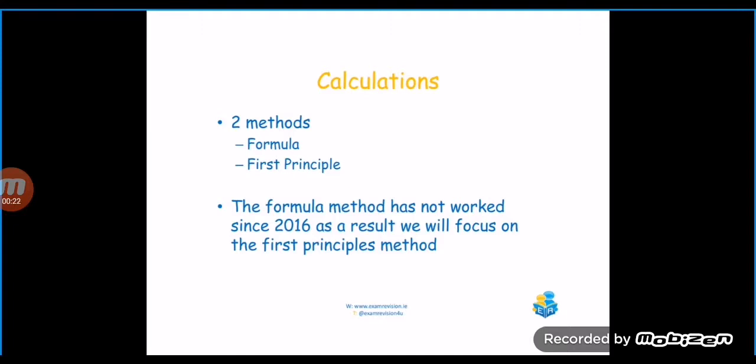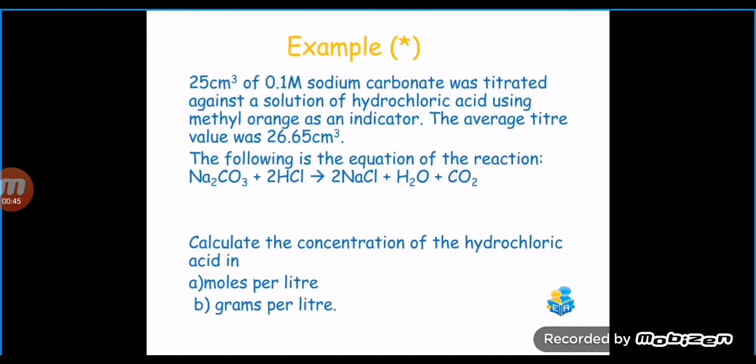There's two methods to do this. There's the formula method and the first principle method. Now the formula method has not worked since 2016, and as a result we're going to focus on the first principles method. So I'll briefly show you the formula and do it very quickly, but we'll spend more time on first principles, and all videos on this topic will focus on the first principle method as it works all the time.